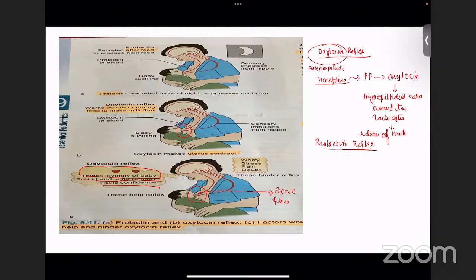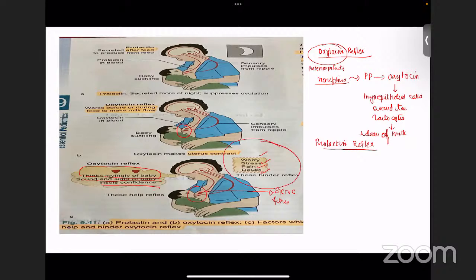So here the mother should have a positive mind. She should be very happy. She should be relaxed. Then only oxytocin will be released. If she is worrying, if she has stress, if she has pain, if she doubts herself, then it hinders the oxytocin release, and the breastfeeding will be impaired.